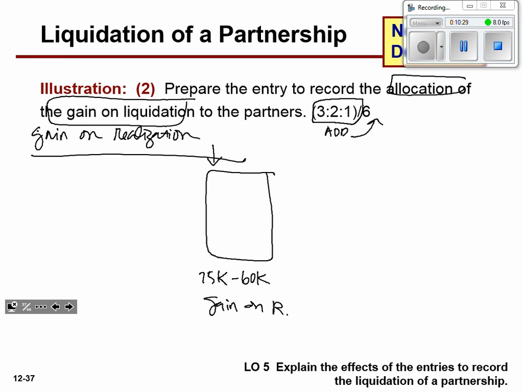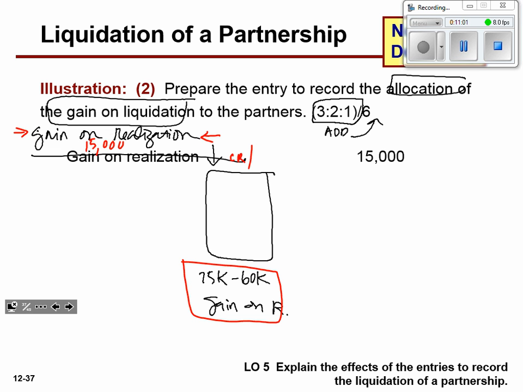So now we're going to prepare the entry of the gain on the liquidation, which is formally called the gain on realization. Remember, how much money did we make by selling our non-cash assets? 15 grand, because we sold them for 75. They were valued at 60. So our gain on the realization actually is getting wiped out now, because that normally had a credit balance, since it's kind of like sales' cousin. But we're wiping it out, and who are we giving it to?